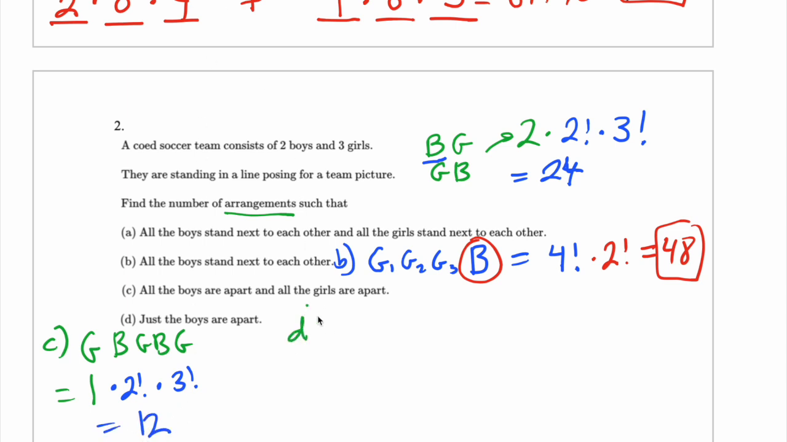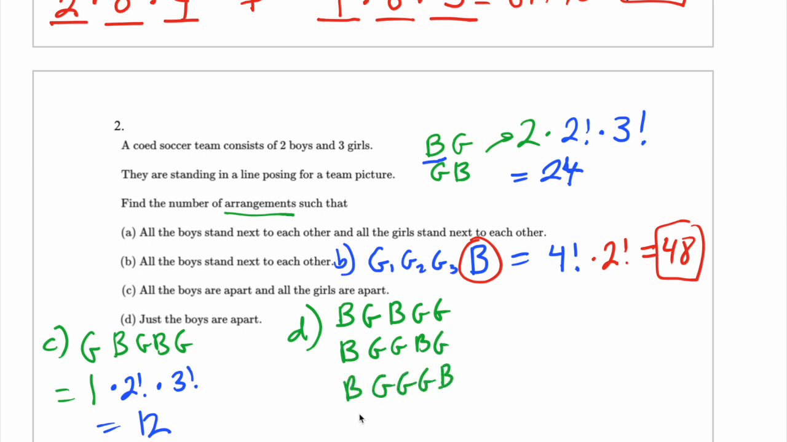And the last one, D. Just the boys are apart. Now, there's lots of ways that can happen. You can start off with a boy, then it has to be a girl. Then you can put in a boy, girl, girl. Or you can do boy, girl, girl, boy, girl. Boy, girl, girl, girl, boy. That's all the possibilities starting with a boy.